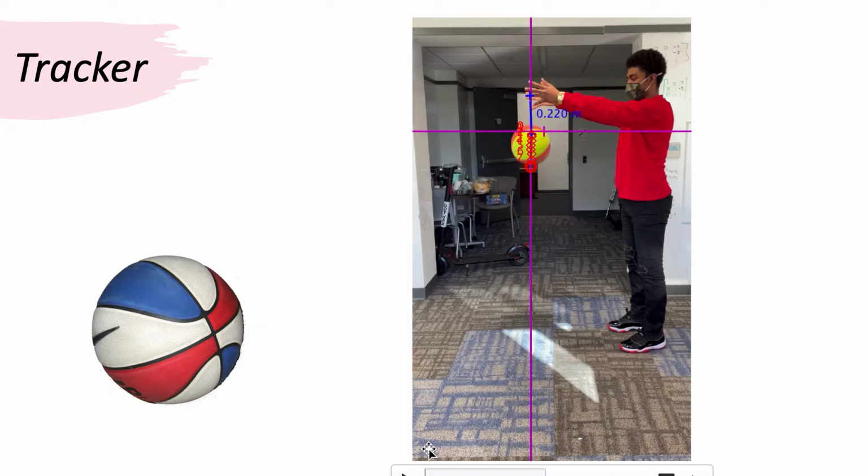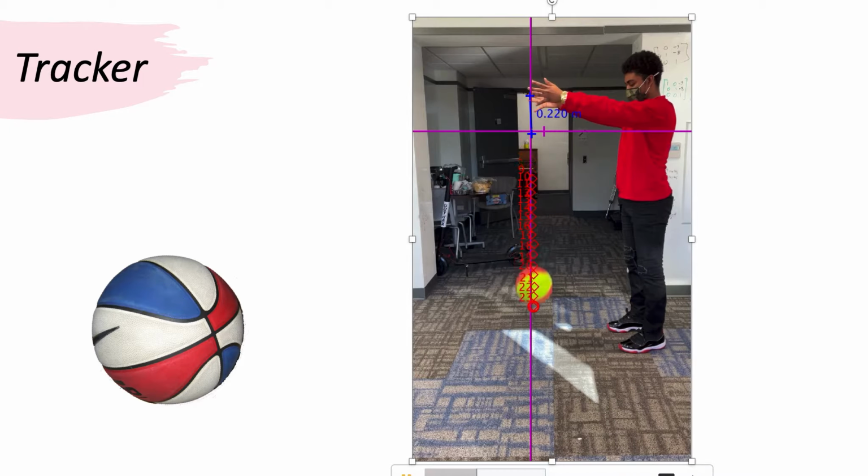And this is when I inputted it into Tracker. I used the diameter of the ball to get my scale and then marked the position of the ball every 0.1 seconds as my frame to get the position.